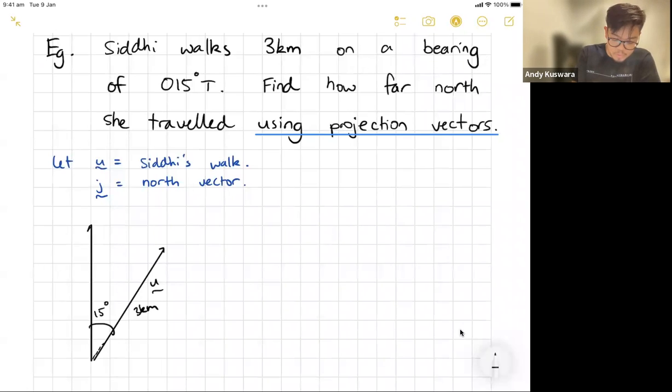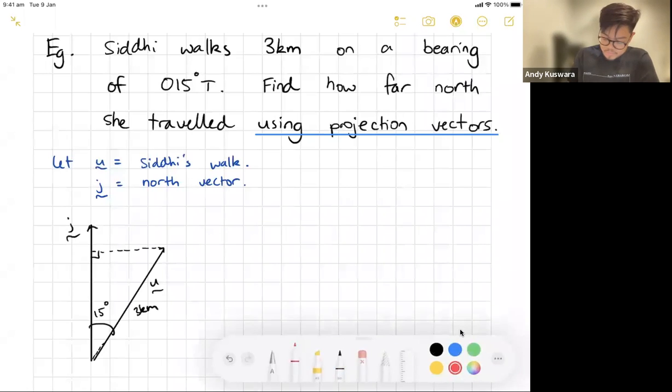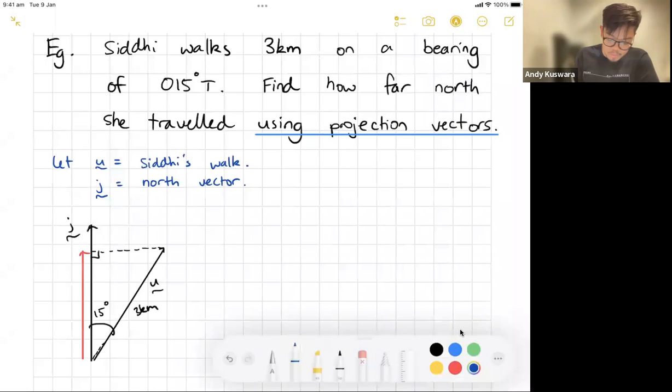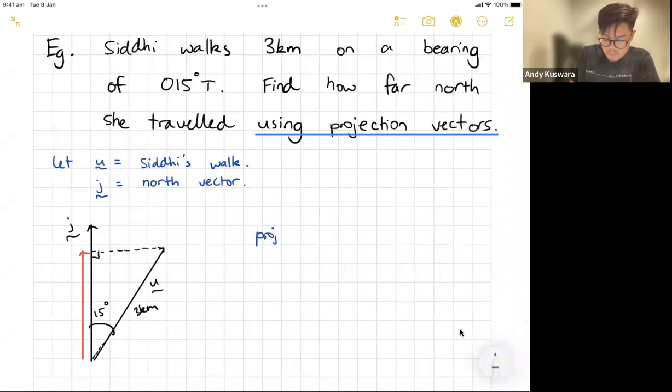Now we want to project it onto vector j, which is our north vector, and see how far she ends up. What we're really looking for is that length there. We could find this with trigonometry, but using projection vectors, we remember that the projection of u onto j is given by the length of u times cos theta times the unit vector of j. We're just letting j be j because it's north. I don't need to make it a unit vector. It's already its own thing.